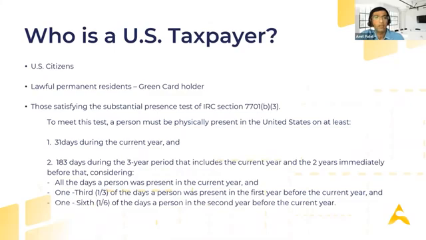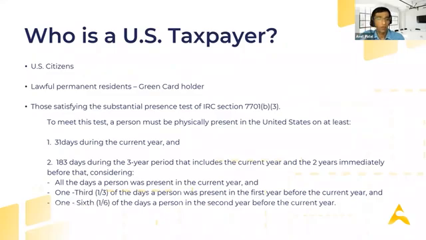And the third thing: if you are not a US citizen or green card holder, you can still be a US person if you fulfill the substantial presence test, where you stay in the US for more than 183 days during a 3-year period.